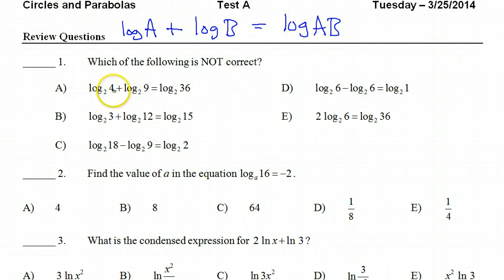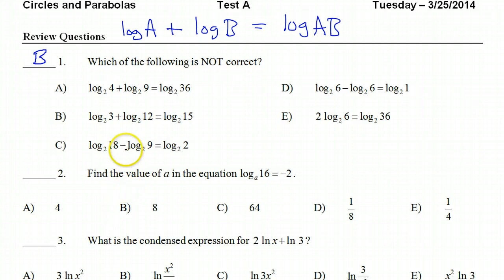Alright, so if I have the log of 4 plus the log of 9, then that should equal the log of 4 times 9, or log of 36. So A is correct. And by the same way, this should equal the log of 3 times 12. 3 times 12 is 36, not 15. So the 15 is coming from just adding the 3 and 12. Well, you don't add the A and the B. When you condense, you multiply. So B is the one that's wrong.